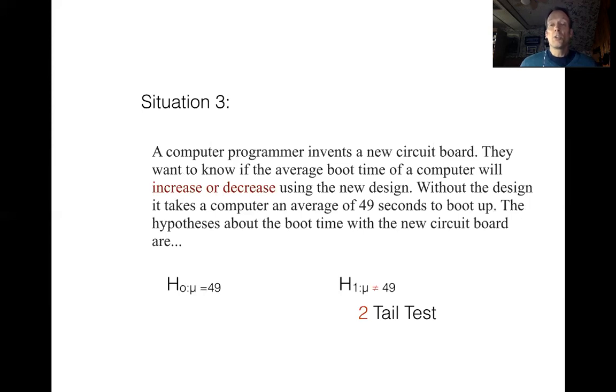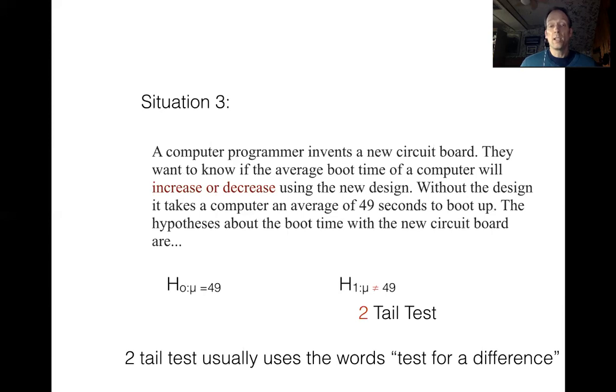Two-tail tests can also be some of the most challenging. So keywords, how do you spot that it's time to do a two-tail test? Usually in questions, they're going to ask you to test for a difference. And that's how we can know it's time for a two-tail test.